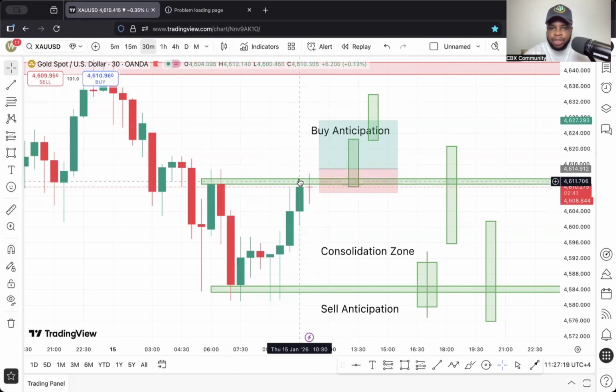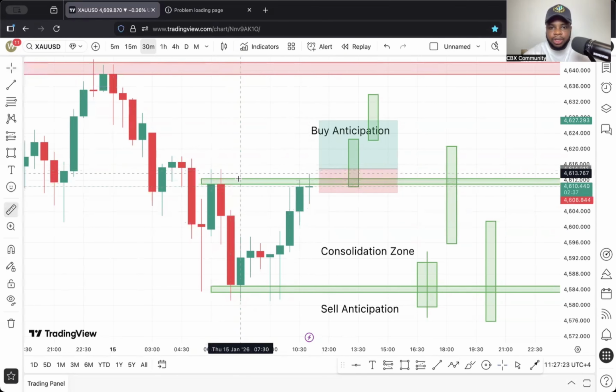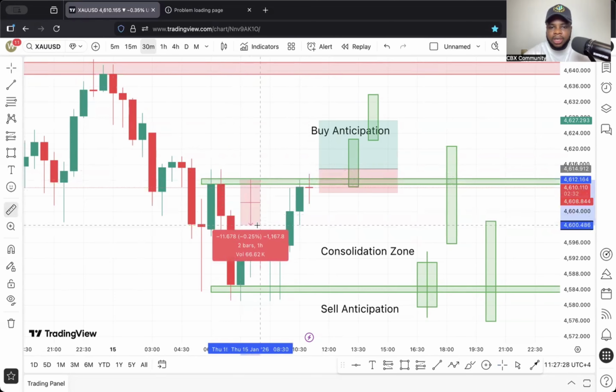Imagine you take a position here. Will you put your stop loss here? Let's assume that you decided to take a position here. So your stop loss will be here. So you're looking at 116 pips.